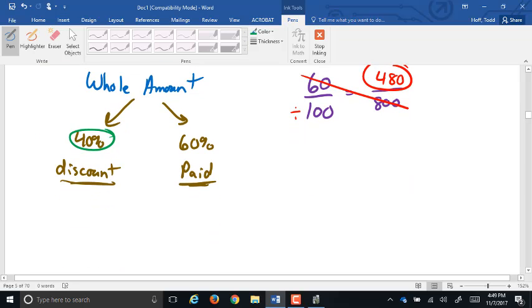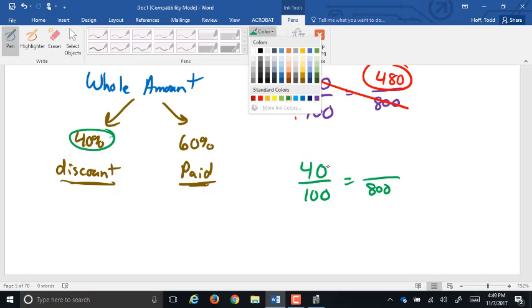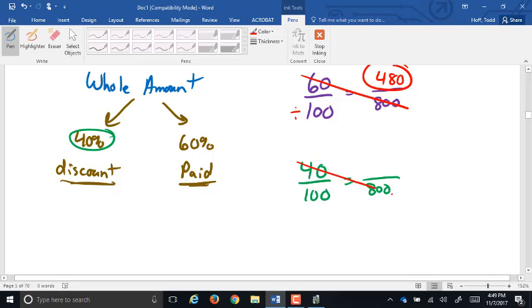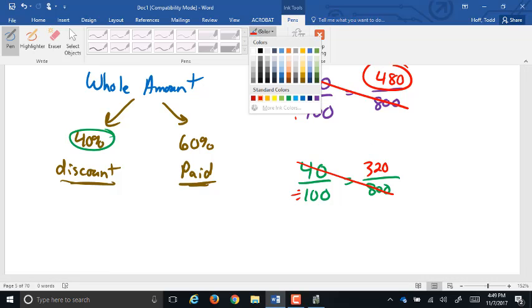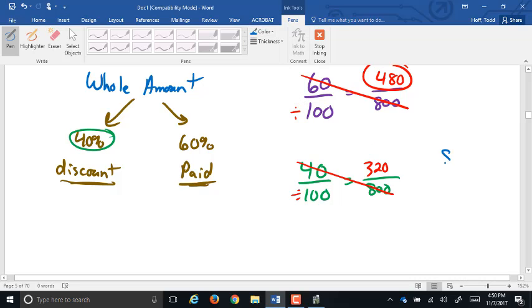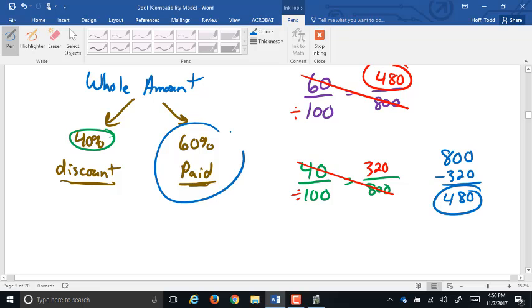Well, not necessarily. We could have used 40%. If we cross multiplied and divided, we would get 320 here. But 320 is not our answer. We would have to take that extra step and take the full price and subtract the 320, which is the discount, to get the 480 paid. So by using that complementary percent, the complement, it's just a little bit quicker. Also, there are times where we have to use that complement.